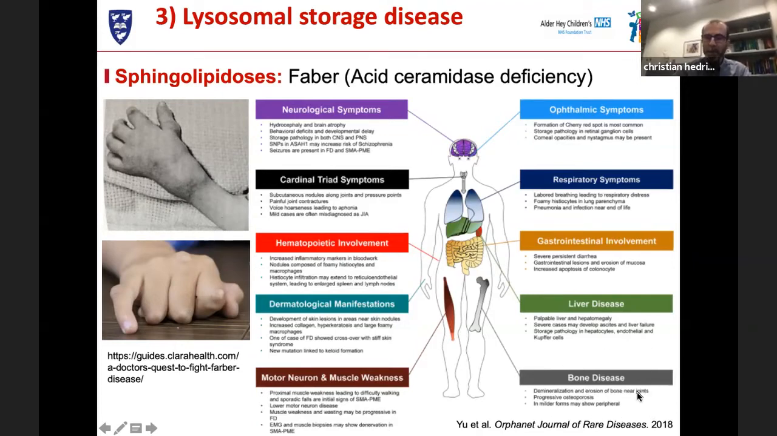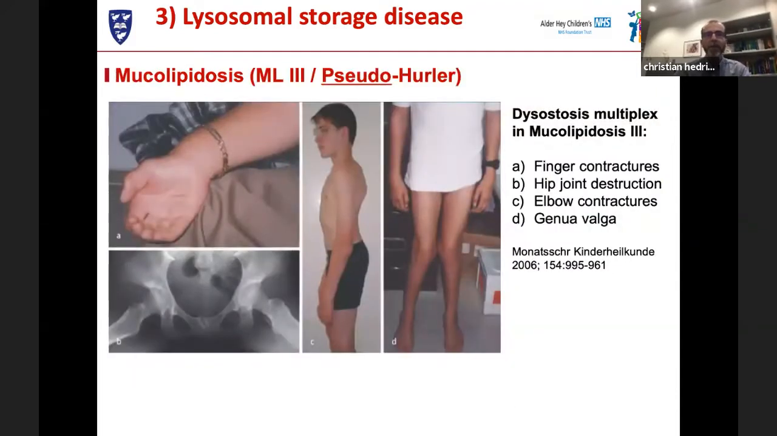And we do see bone disease and bone pain in these individuals that is caused by demineralization and erosions of bones that can be seen. I brought images from a patient with mucolipidosis or pseudo-Hurler disease that can be clinically quite similar to mucopolysaccharidosis as well, since these patients can also develop dysostosis multiplex, finger contractures, hip and joint destruction, which you can see here in this X-ray of the hip, elbow contractures, which is not uncommon in some of those storage diseases, in genua valga.